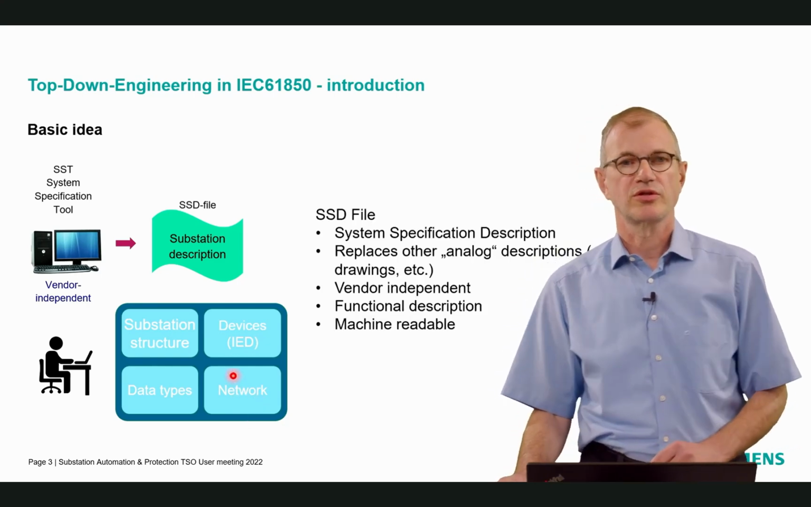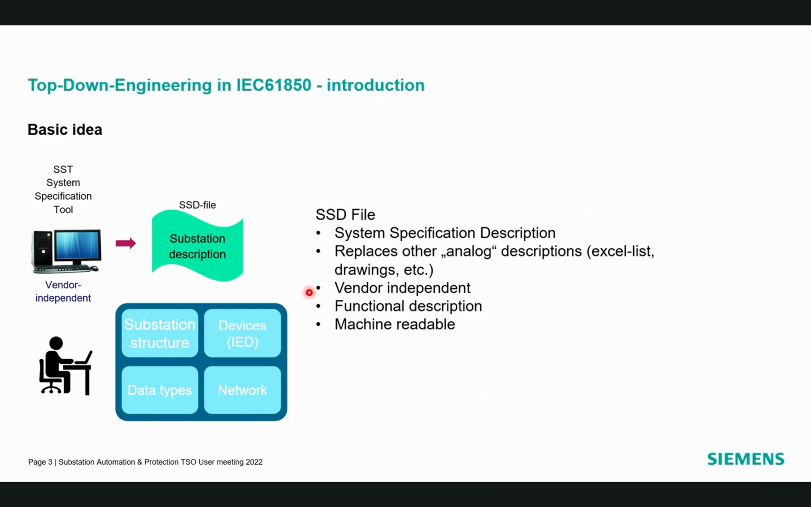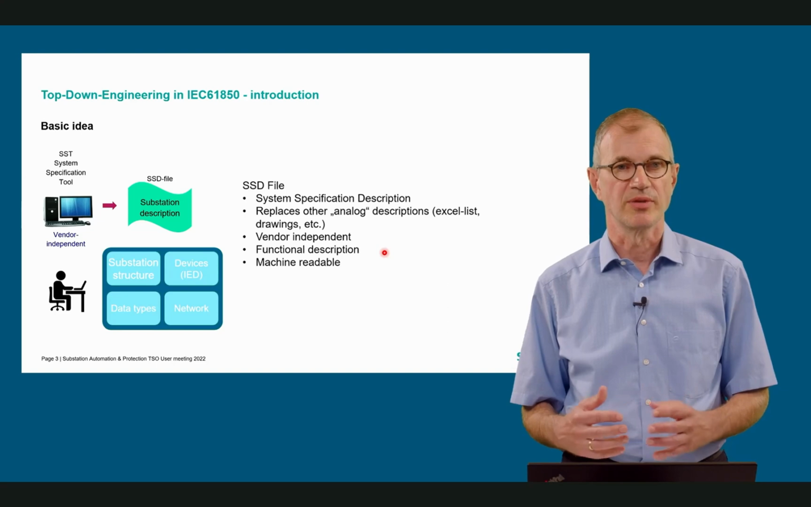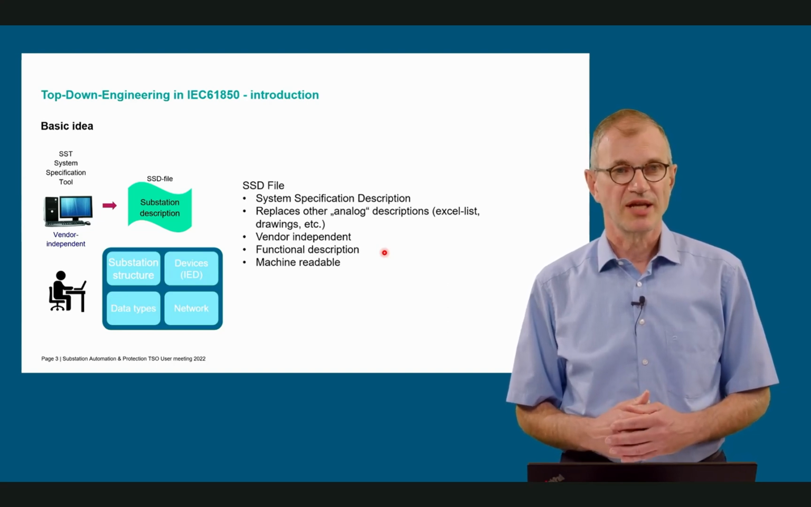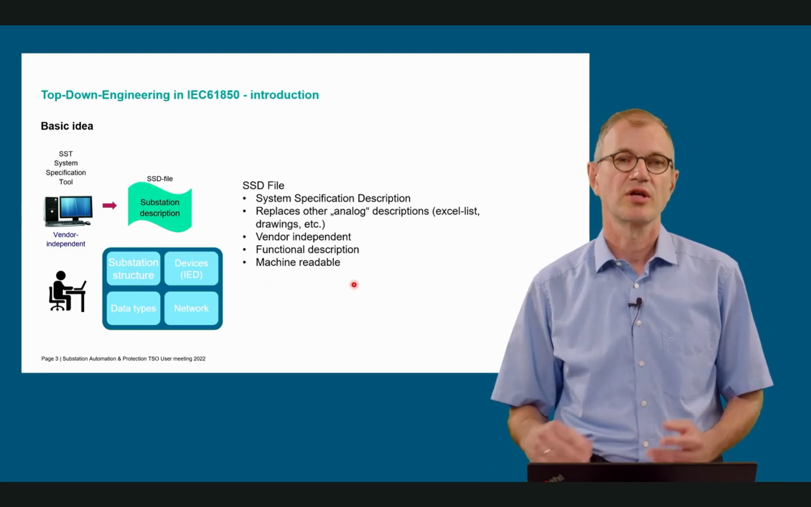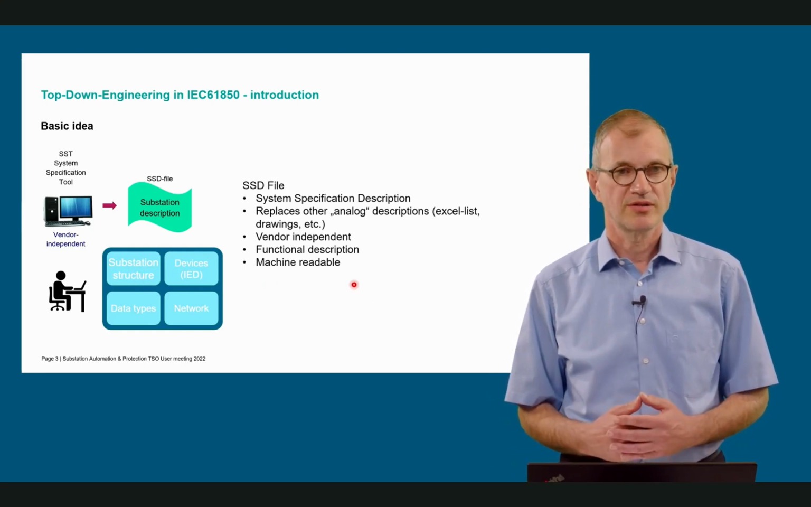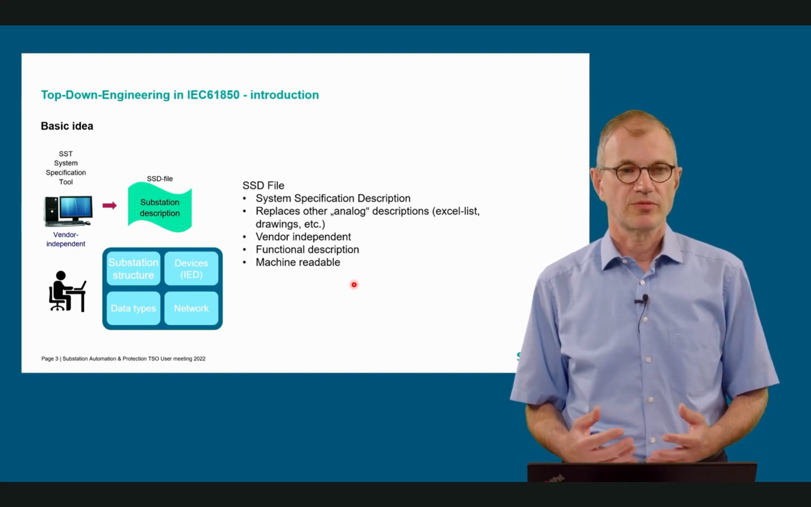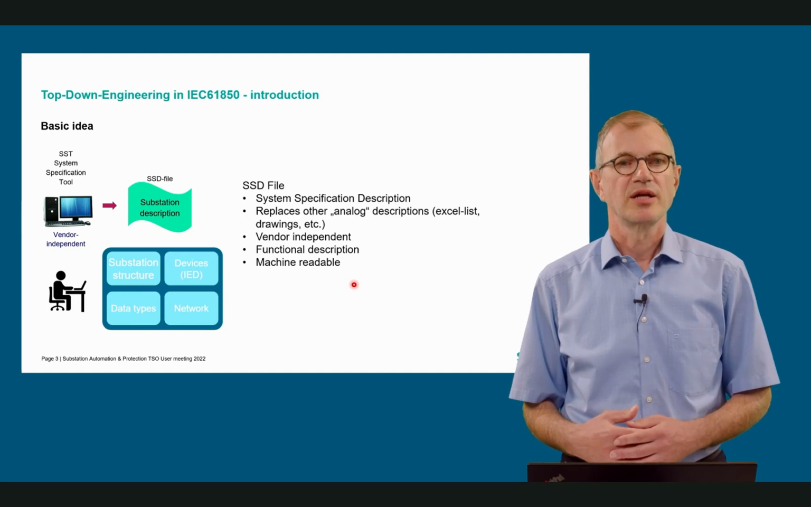So this is replacing other analog descriptions like Excel lists, drawings, etc. So this is a possibility to hand over your requirements to a manufacturer like Siemens. It is, of course, vendor independent. In this SSD file, it's not fixed that you need Siemens devices. It's a functional description, and because it's XML, it's of course machine readable.